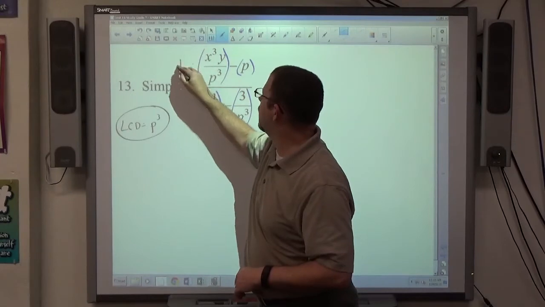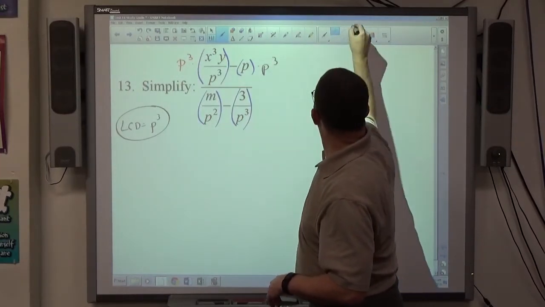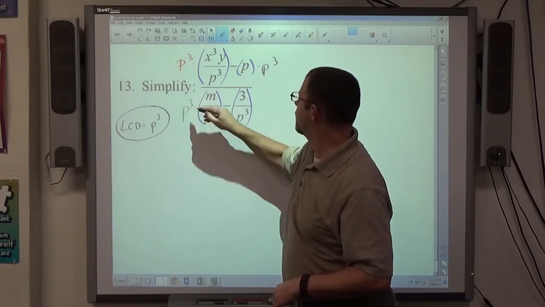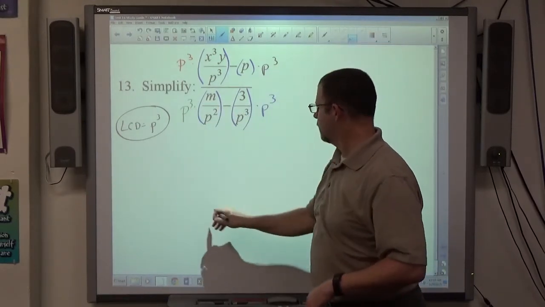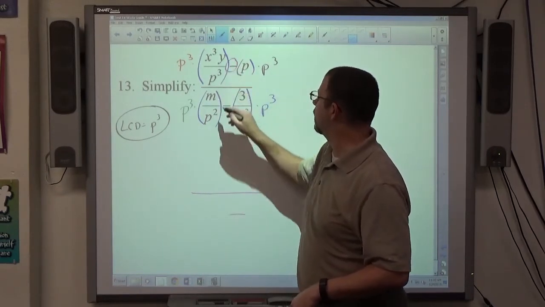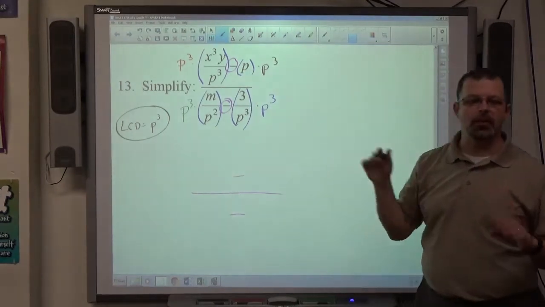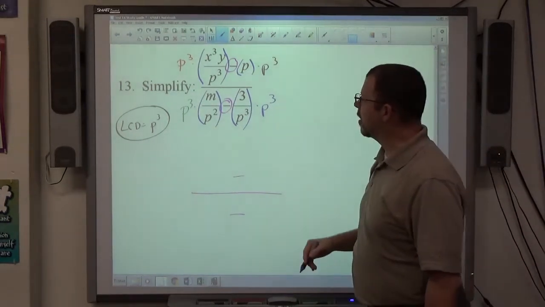So I'm going to multiply by p cubed. I'm going to multiply by p cubed. I'm going to multiply by p cubed. And I'm going to multiply by p cubed. There's my fraction bar. I've got a minus sign and a minus sign because that's what's there and there. Too often I see people get everything right except they put pluses because they just want to put pluses. Whatever sign's in the problem, that's what goes there.